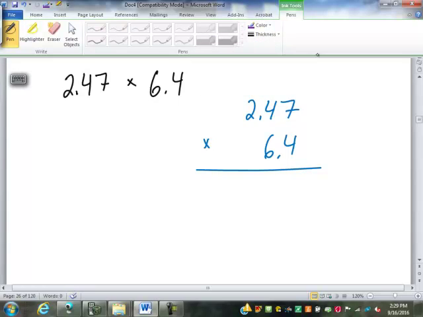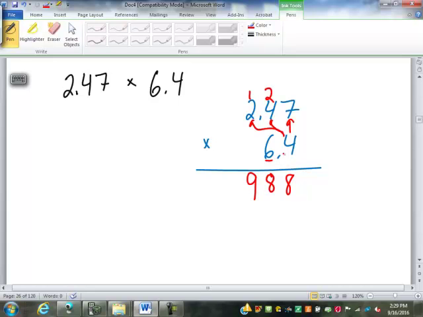Just like we did with whole numbers, we'll start with the last digit of the bottom number, and we're going to multiply. 4 times 7 is 28. So we'll keep the 8 and carry the 2. 4 times 4, 16 plus 2 makes 18. So 8, carry the 1. 4 times 2 is 8. Plus 1 is 9.